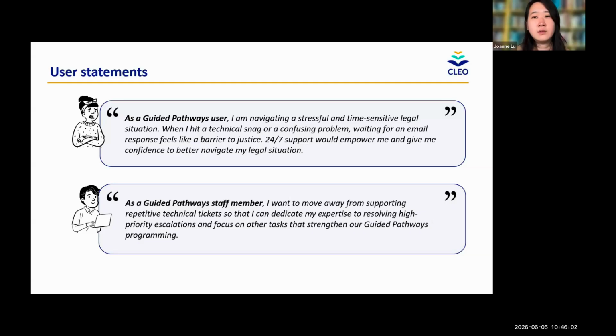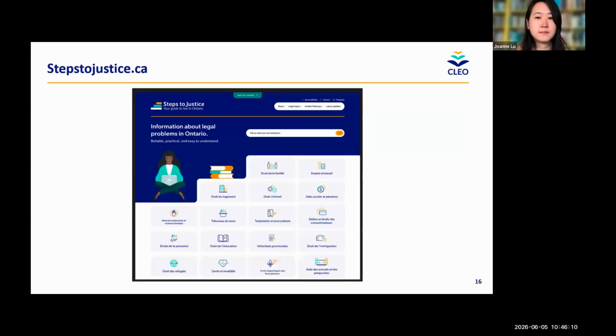We also receive a lot of legal questions, and these can span any area of law, including family law, which is the most popular one, housing, as well as small claims. Many of the legal questions asked to our support team are routinely answered by referring users to our Steps to Justice team. Steps to Justice is CLEO's fast public legal information website. It contains legal resources across 17 major areas of law in Ontario. Our website also contains information on common legal questions.